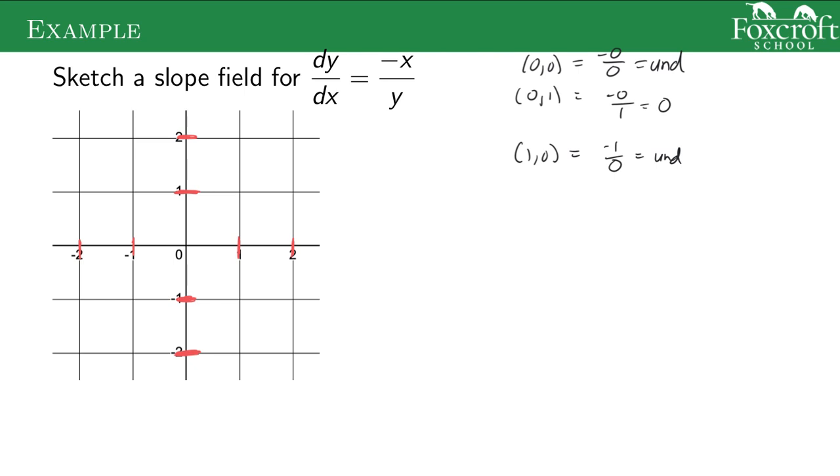Alright, then all the other ones we just have to kind of plug in values. So I plug in 1, 1. I'm going to get negative 1 over 1. That's a negative 1 tangent line. 1, 2 is negative 1 over 2. That's a negative 1/2 tangent line. So that's 1, 2 is there. Negative 1/2.